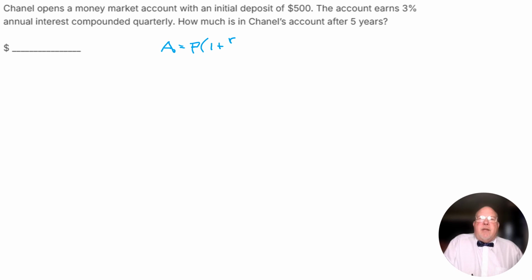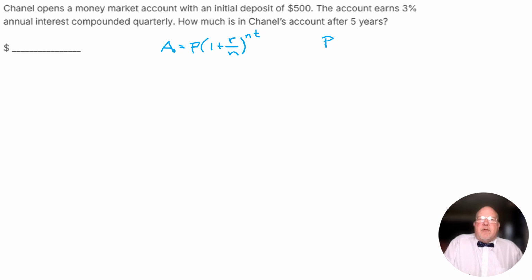times 1 plus the rate, the interest rate written as a decimal, divided by N, which is how often it's compounded. For us, it's quarterly. Quarterly means 4 times a year. So a quarter is a fourth. So the N is going to be 4 here. And then that's with an exponent of N times T. So we have everything we need.